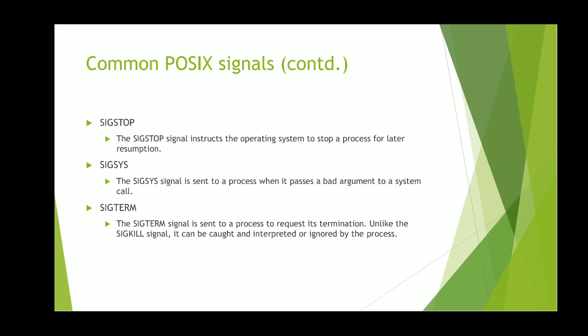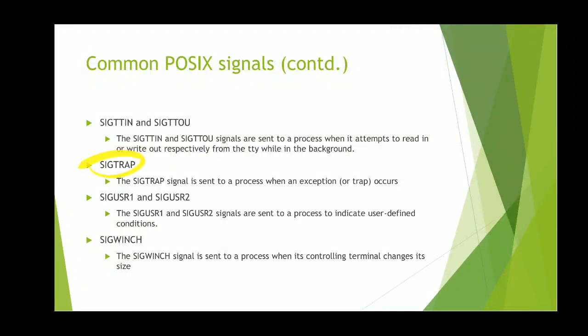And the SIGTERM signal can be used to terminate a process. Upon receiving the SIGTERM signal, the process can either terminate or it can ignore the signal. And this SIGTRAP signal will be received by the process when some exceptions happen. And SIGUSR1 and SIGUSR2 are used for user defined conditions.